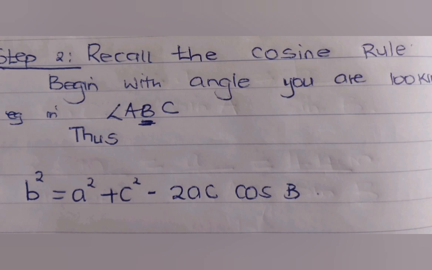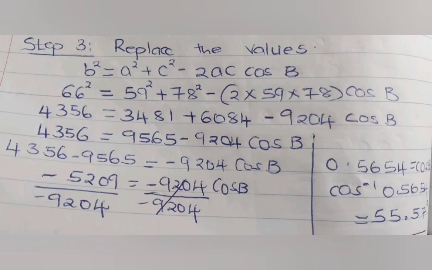And for us to replace the values, b squared, that is 66 squared, is equal to a squared. In our case, a is 59 squared plus c squared, 78 squared, minus 2 times 59 times 78 cos B. Remember, we are just replacing. So using your calculator, we find the values.